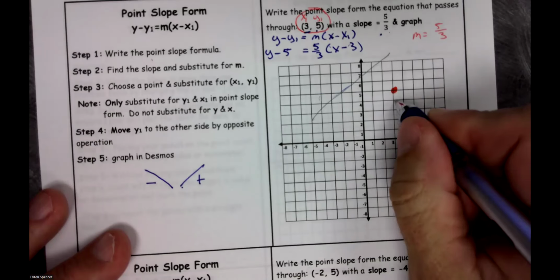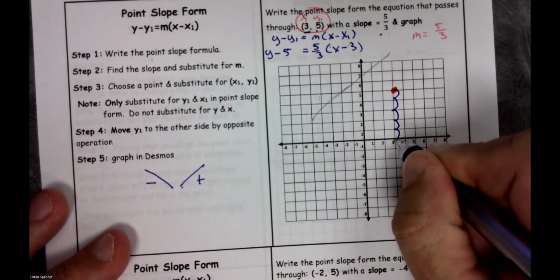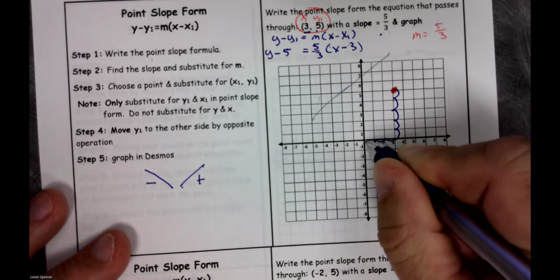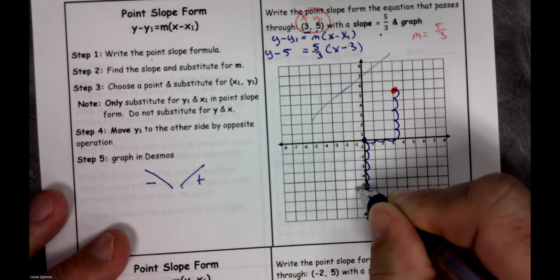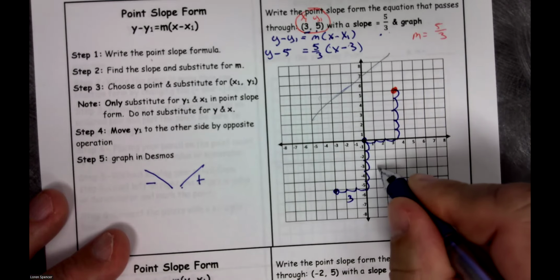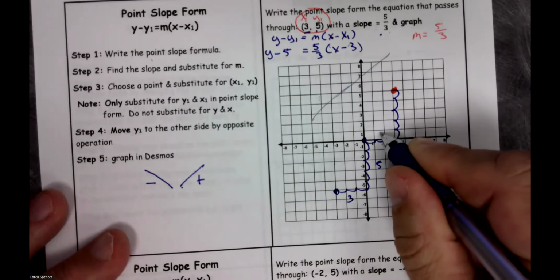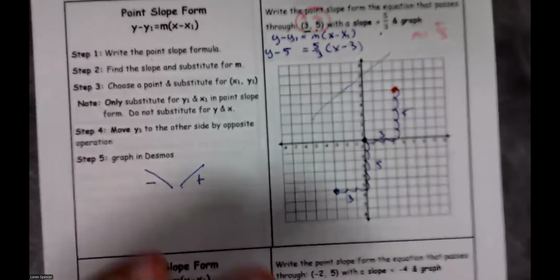So if I go down 1, 2, 3, 4, 5, and over 1, 2, 3, because I went 3 in the x, 5 in the y. Connect those points and we have our line.